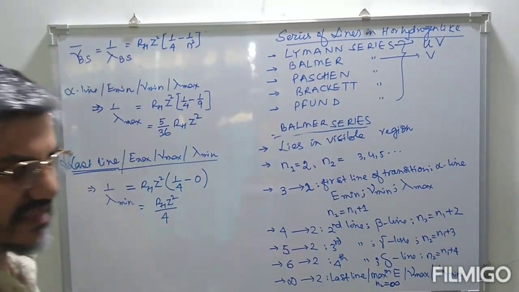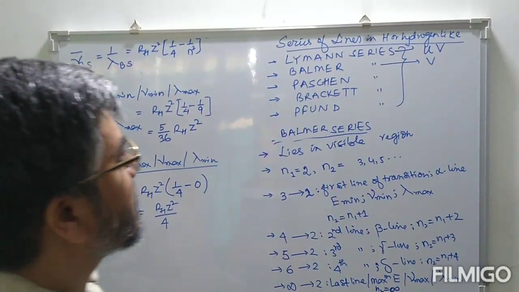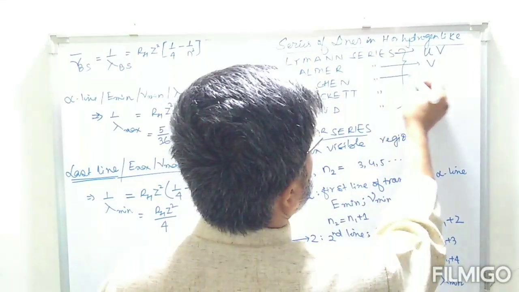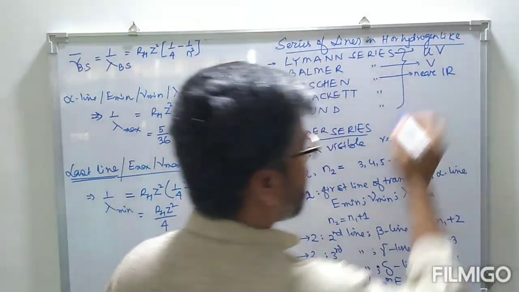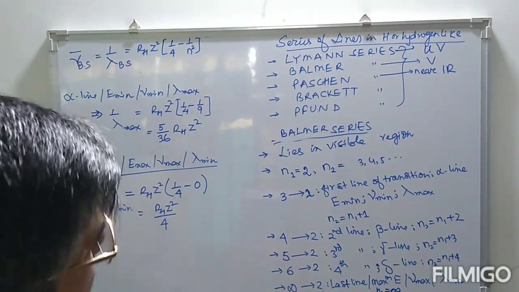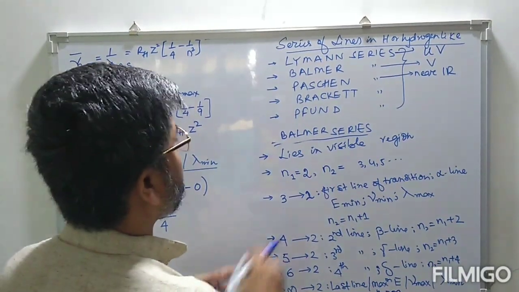Then we have Paschen series. This Paschen series lies in the near infrared region. So we have the third series, that is Paschen series.